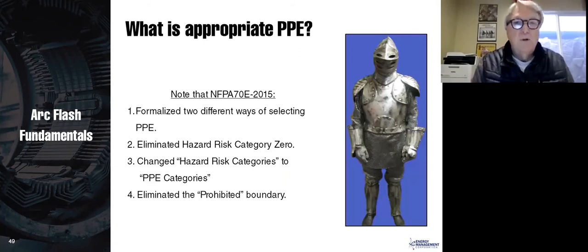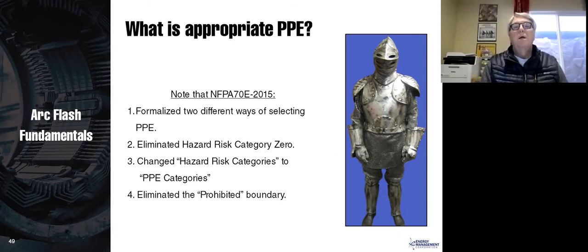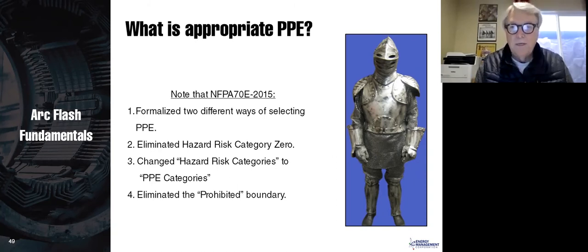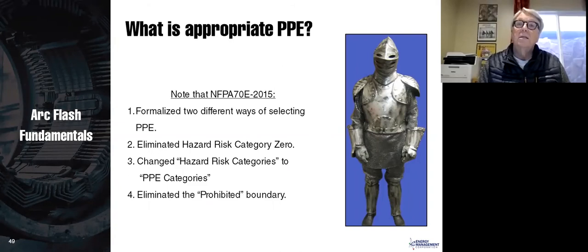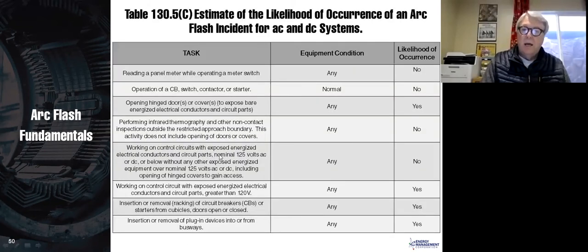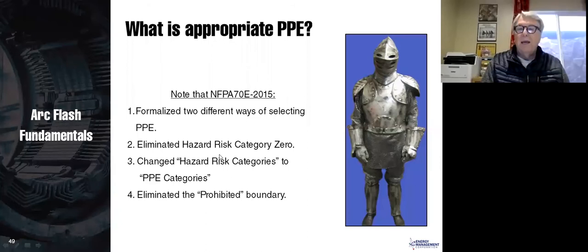All right, in 2015, they made these changes. Number one, they formalized 2 different ways of selecting PPE, which we will go over. Number 2, they eliminated hazard risk category 0. You may find on stickers, it's still saying hazard risk category 0. We kind of ignore that, but hazard risk category 0 was basically those places in which there was no risk of a second-degree burn.